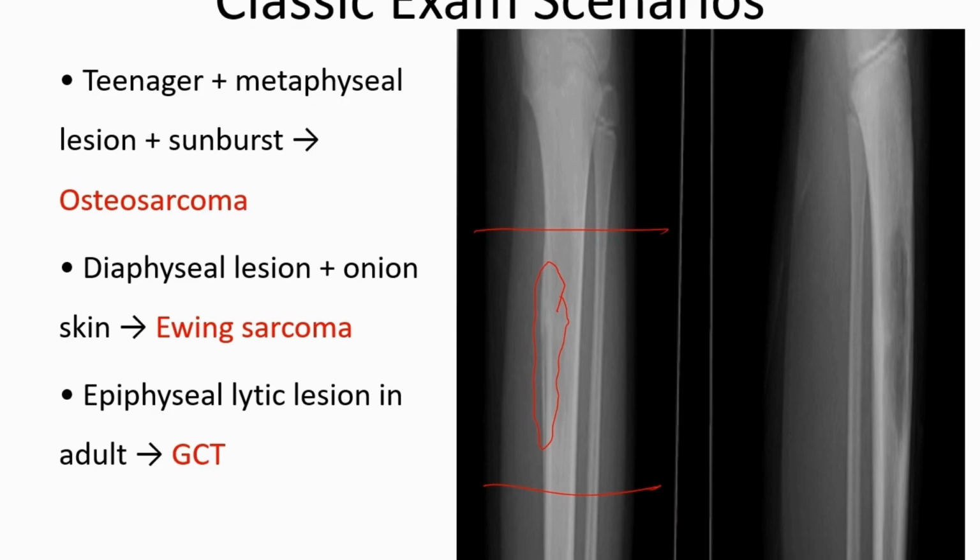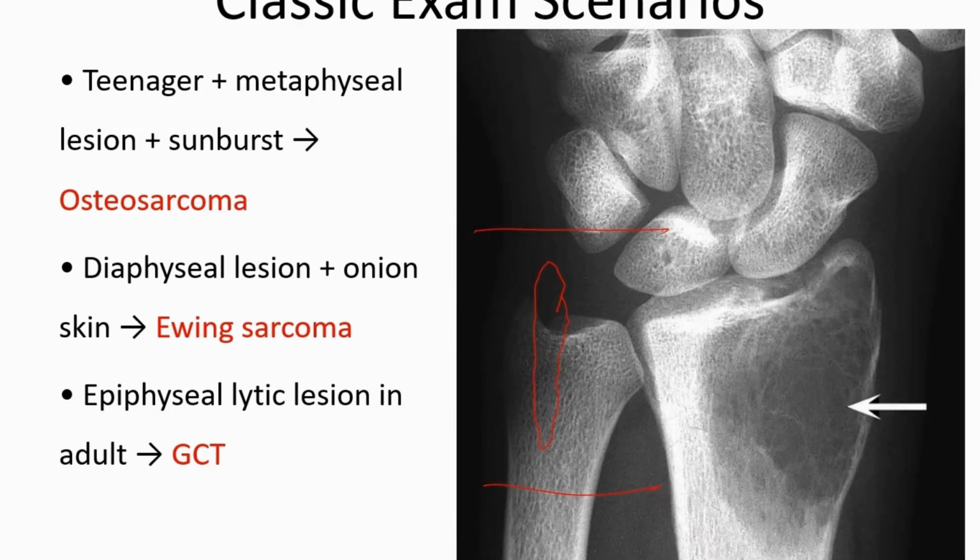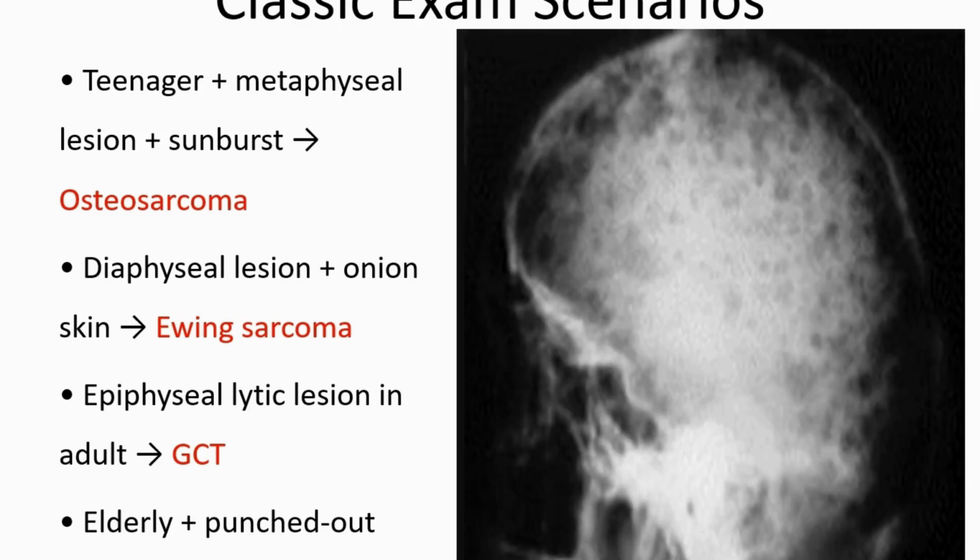Now an epiphyseal lytic lesion in adults. So this is the lytic lesion. So this is GCT. An elderly patient with punched out lesions is multiple myeloma. As we can see here, there are multiple small punched out lesions. So these are multiple myeloma.